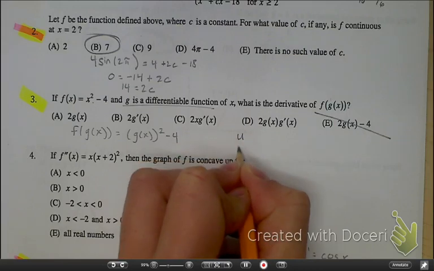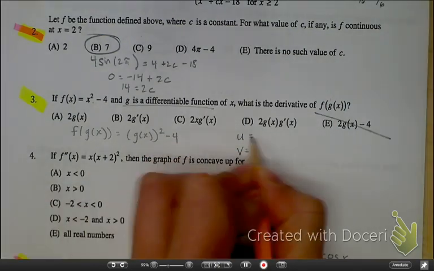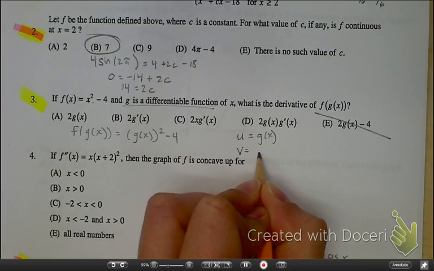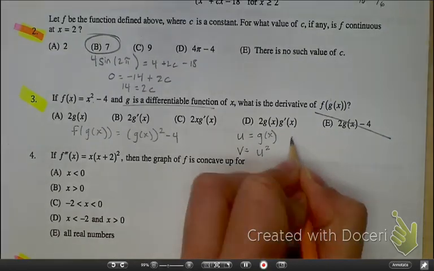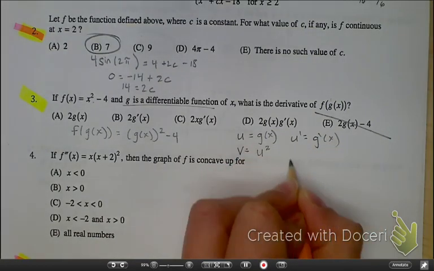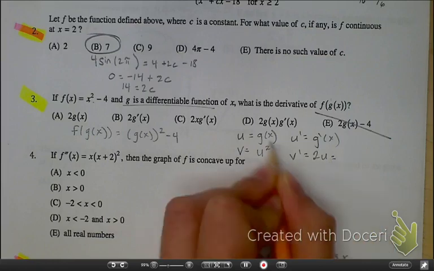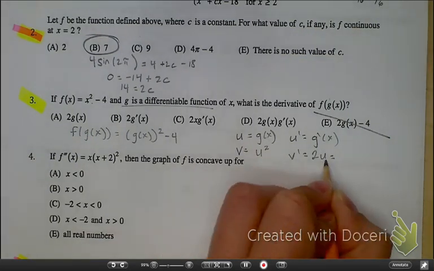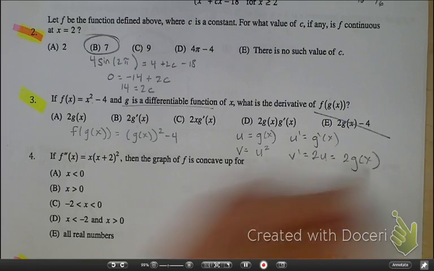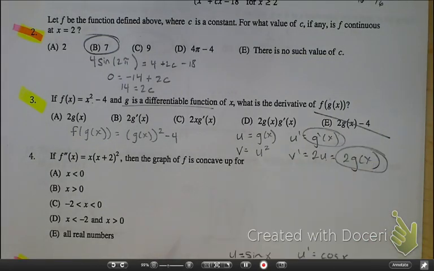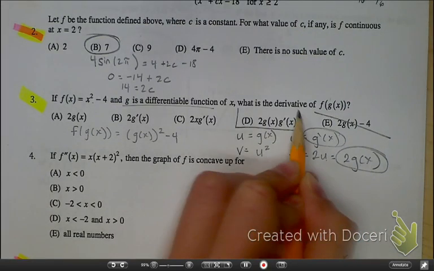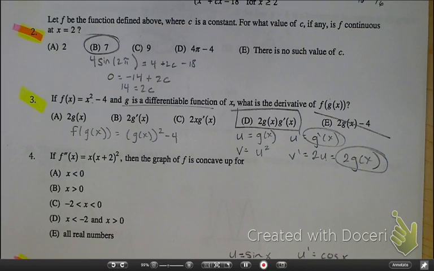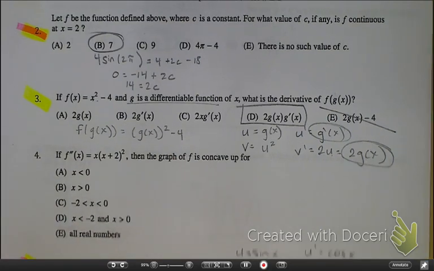So let me set up my u and my v. The inside function is g of x. The outside function is u squared. We're taking g of x and squaring it, so that's u squared. U prime would be g prime of x, and v prime would be 2u. And if I replace u back with what it equals, I'm going to take g of x and plug it in here. That's going to be 2g of x. And chain rule says to multiply the derivative of the inside and the derivative of the outside. So my final answer is going to be 2g of x times g prime of x. Answer choice, D. So number 3, D. The next one, 7.